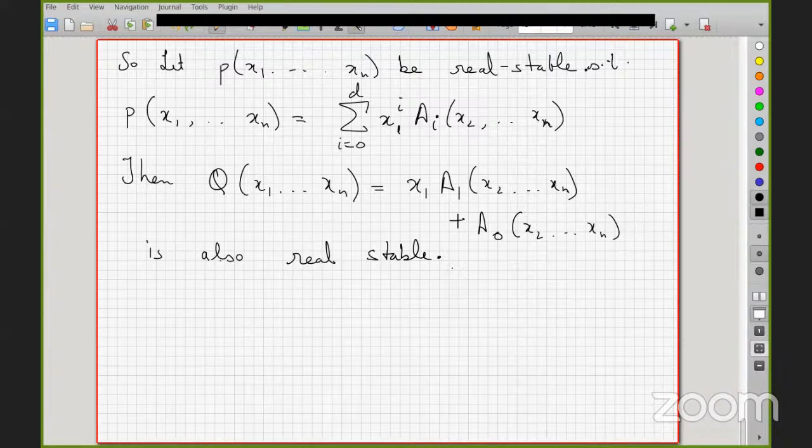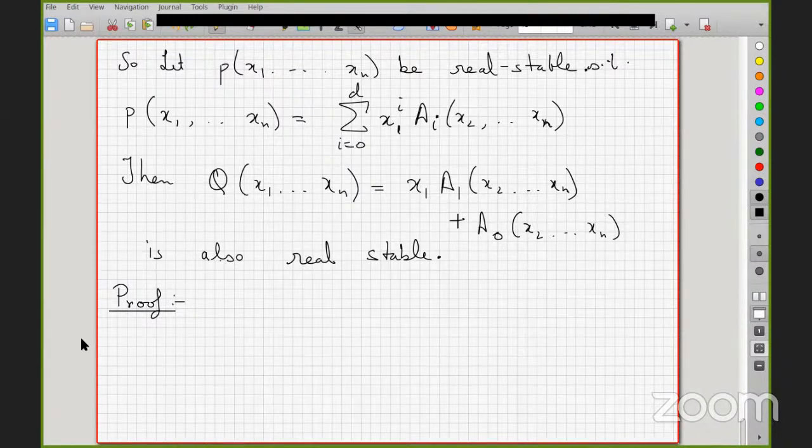Okay, so let's prove this. Suppose not, right? If somehow a0 and a1 are both identically 0, then we are done, because q is then identically 0, and in our convention the 0 polynomial is also taken to be stable. So we can assume a0 and a1 are not identically 0.